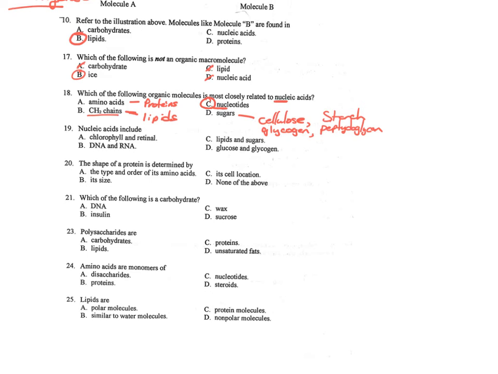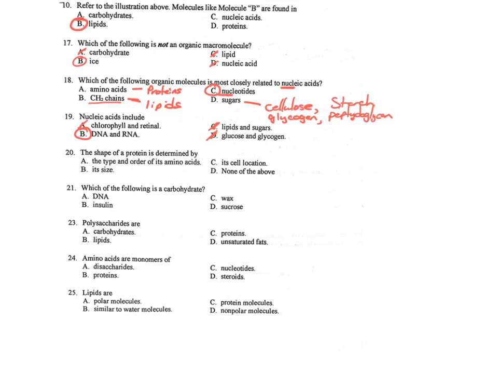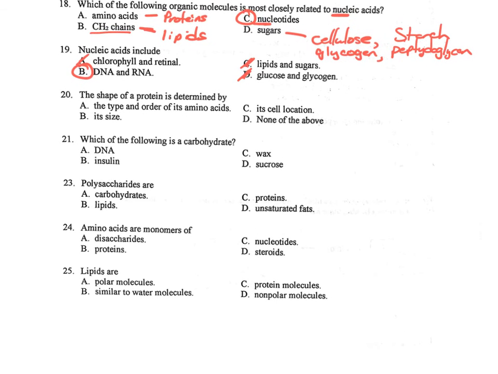Nucleic acids include what? DNA and RNA. That's right. Not glucose, that's a whole other category. Lipids and sugars are another category. Chlorophyll and retinol, that doesn't make any sense. Chlorophyll is a pigment molecule.